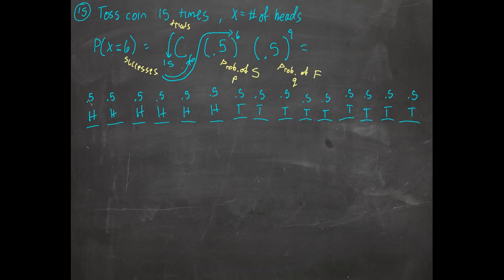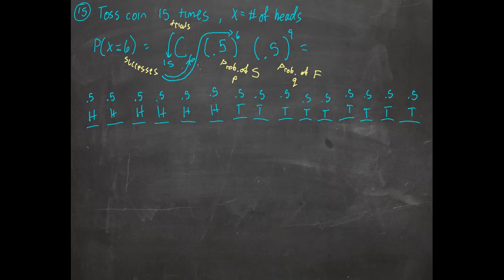So the probability of a success is going to be multiplied by itself 6 times, the number of successes. And then the probability of failing will get multiplied by itself the rest of the times, 9 times. Okay, but if you multiply that together, it will not come out to be this, it'll just come out to be this part of it.